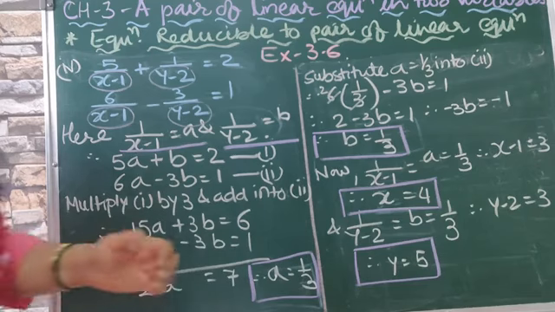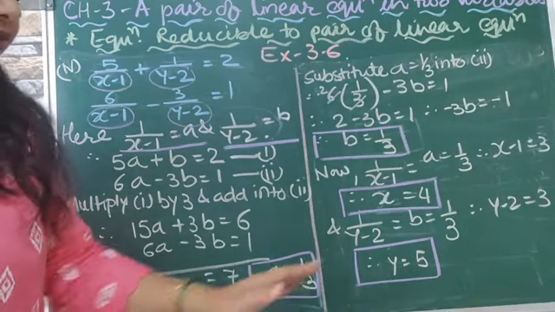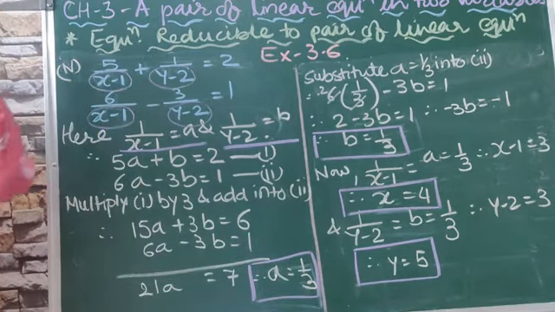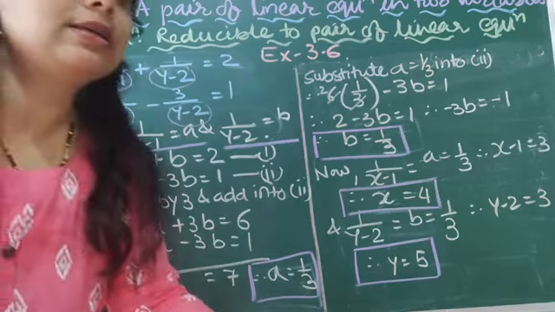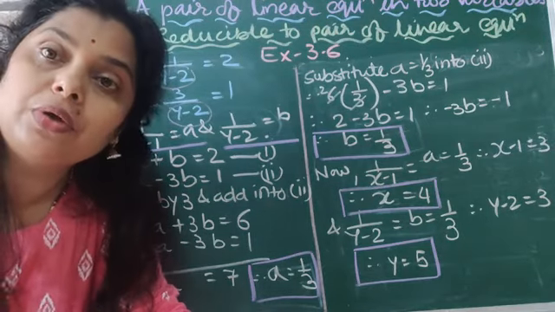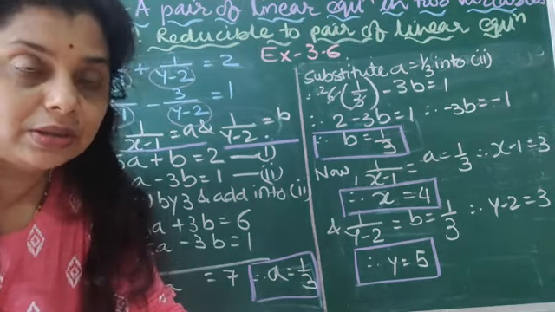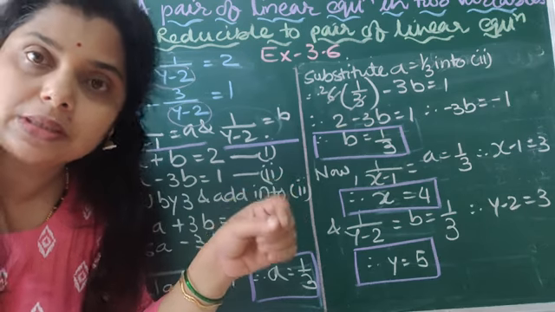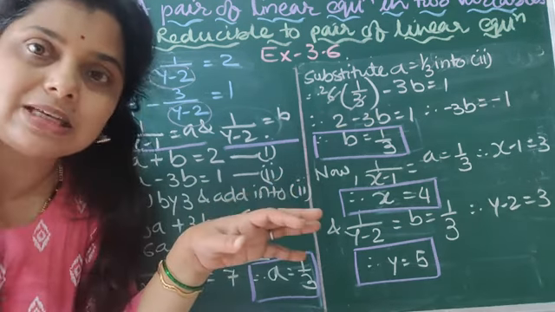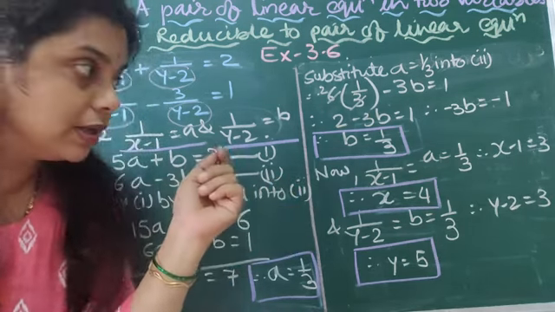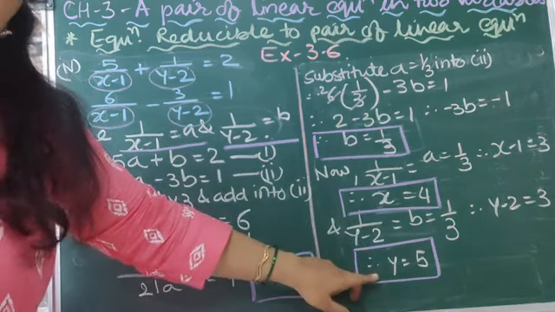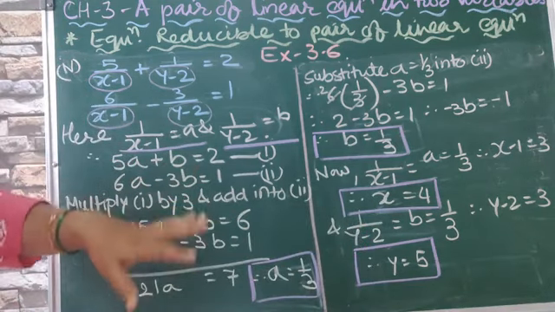The main thing you have to do after the calculation is to verify your answer. Whether your answer is right or wrong, you must verify it after doing the calculation. In each and every sum, especially in this chapter, you can verify your answer easily. Here x is equal to 4 and y is equal to 5. Let's see whether our answer is correct or not.